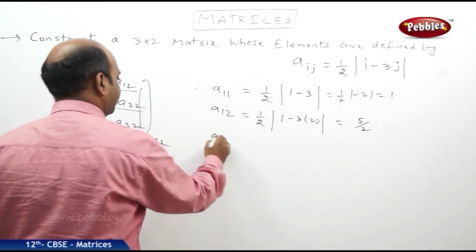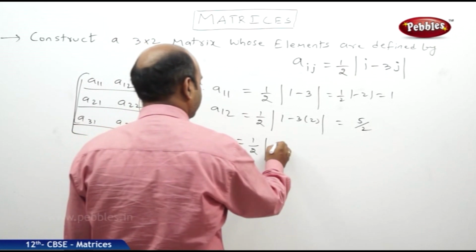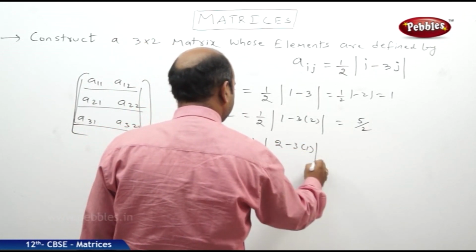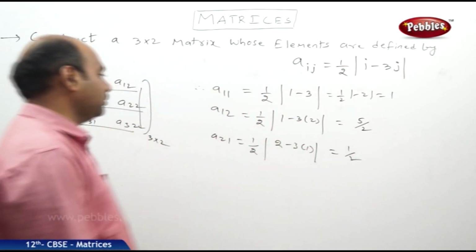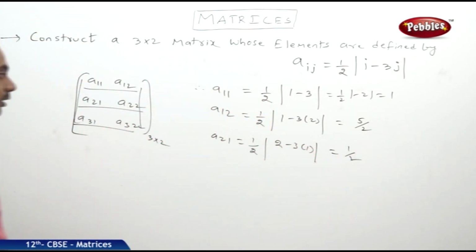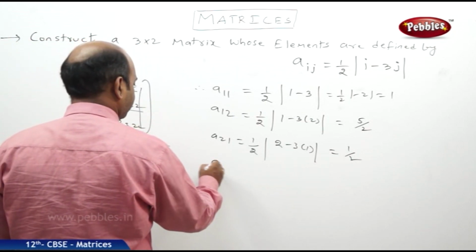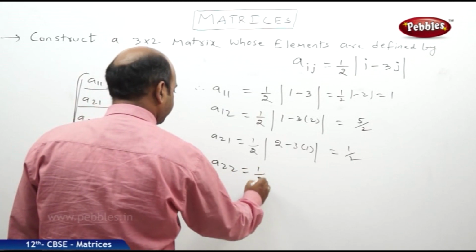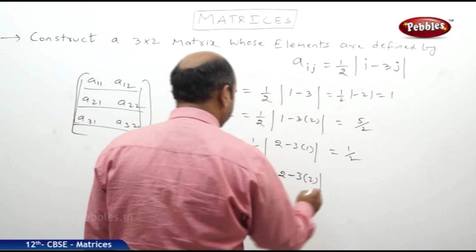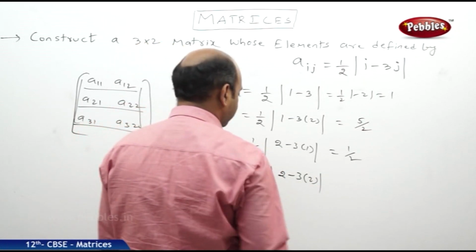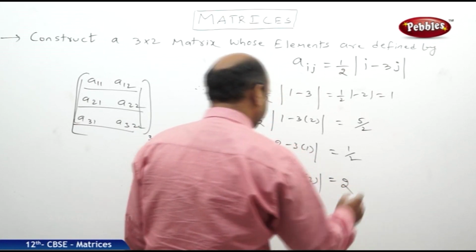And later I need to find A21. A21 means 1 by 2 into modulus of 2 minus 3 into 1. That again gives 1 by 2, because 2 minus 3 is minus 1, and modulus of minus 1 will be 1. So 1 by 2. Later comes A22. A22 means 1 by 2 into modulus of 2 minus 3 into 2. So 2 minus 6 is minus 4. Modulus of minus 4 by 2 will be 2.